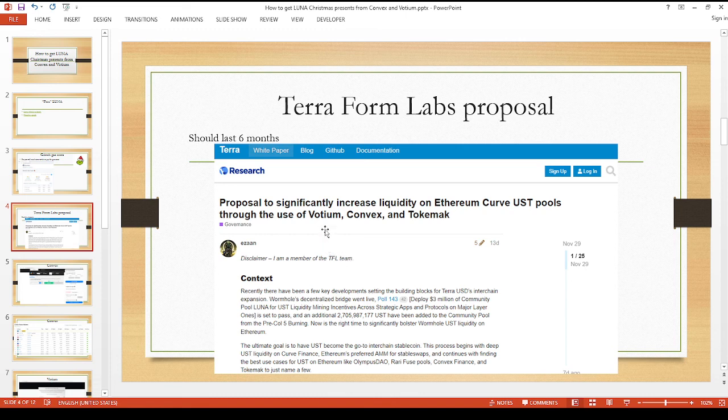So they're going to use Votium, Convex, and Tokemak. I haven't played around with Tokemak just yet because it's a little expensive to be doing stuff on Ethereum. But let's concentrate on Convex and Votium first.